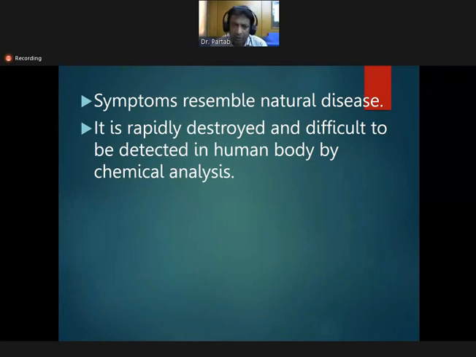So all these merits: very rapidly destroyed in the human body, not detected, very minor dose, very limited time, very lethal effects, but not easily available. Very sweet in taste, but not very easily available. That makes it second position. Arsenic is easily available. All are merits to be used as a homicidal poison.